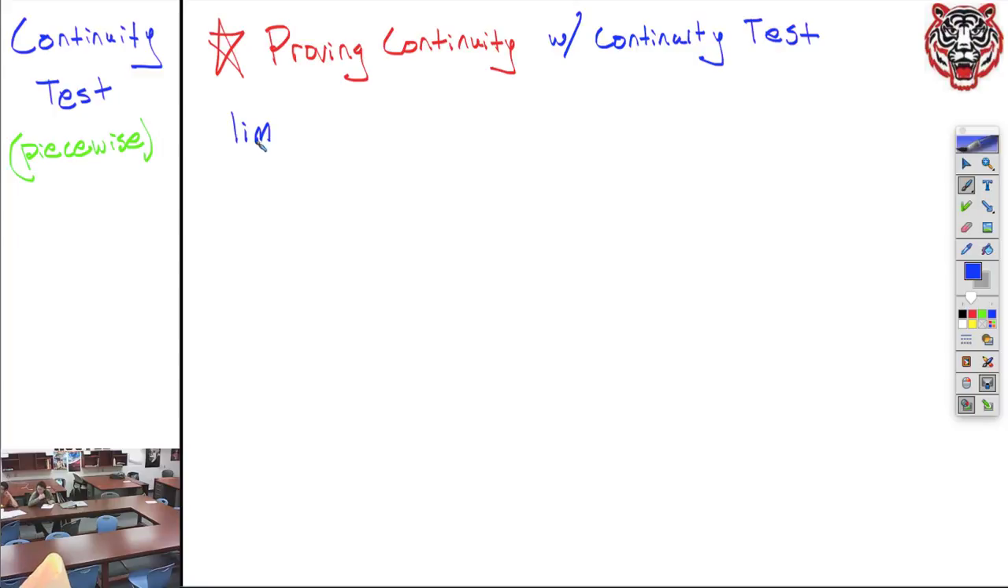The limit of whatever function I'm trying to prove is continuous, the limit as x approaches some point, the point that I'm testing, I'm just going to call that c, from the left, has to be equal to the limit of that same function as I approach the same point, but now from the right. So the left limit has to be equal to the right limit.